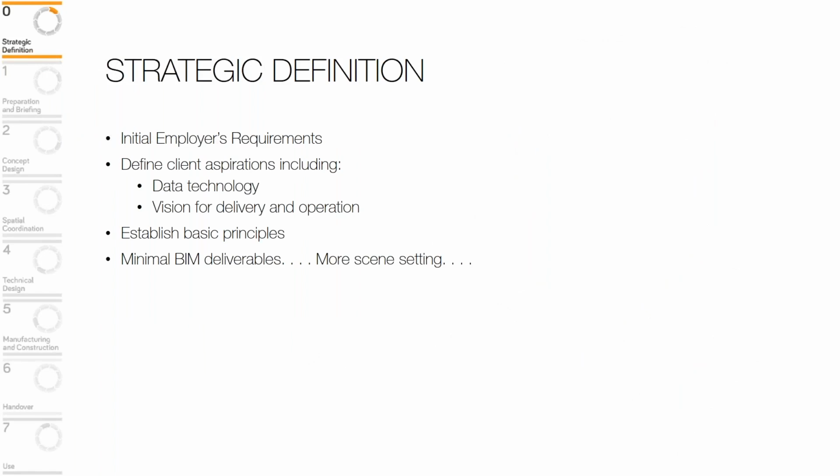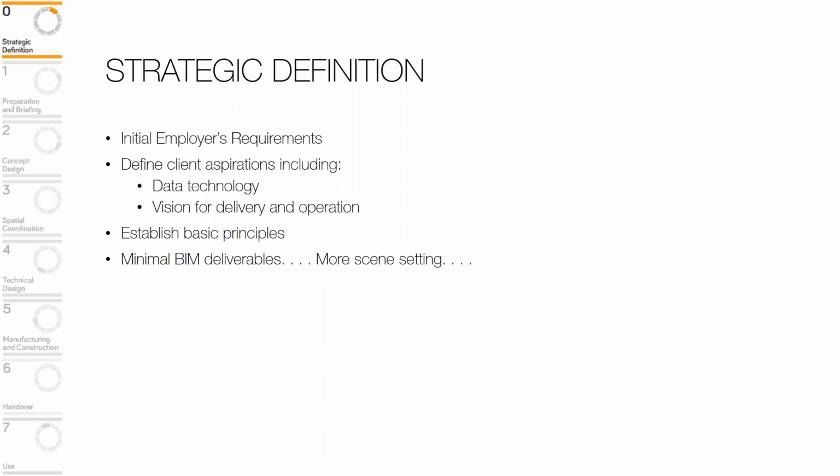So I've broken this presentation down into the RIBA work stages, and in each stage I've got a little summary slide like this one, which will tell you the type of things that we're thinking about at each stage, and then I go into a bit of detail about some of the topics.